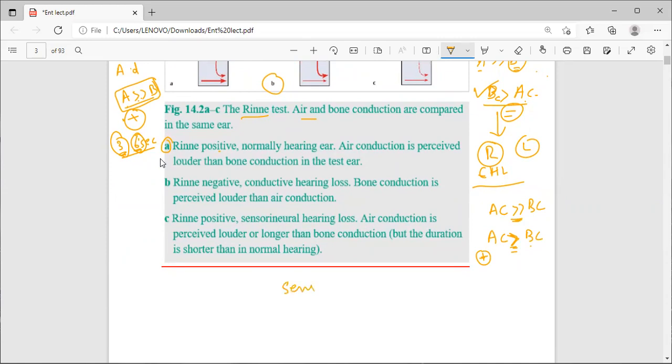So what happens is, if a patient is having sensory neural deafness, the test used for it is the Weber test.